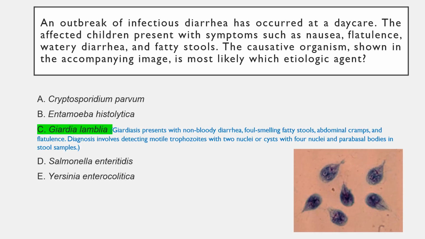The correct answer is option C, Giardia lamblia. Giardia lamblia is the cause of the outbreak. Symptoms of giardiasis include non-bloody diarrhea with foul smelling, fatty stools, abdominal cramps, and flatulence. The organism can be detected in the stool samples either as motile trophozoites with 2 nuclei or cysts with 4 nuclei and 4 parabasal bodies.